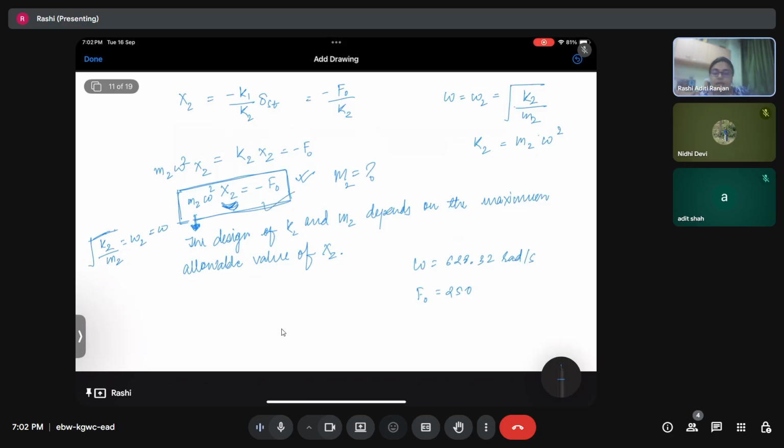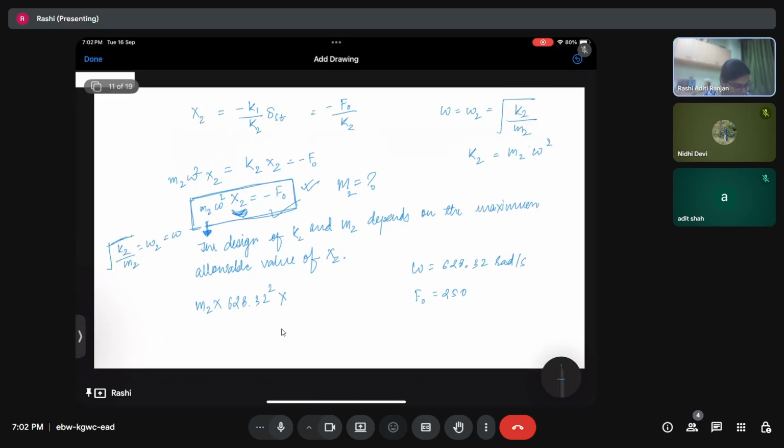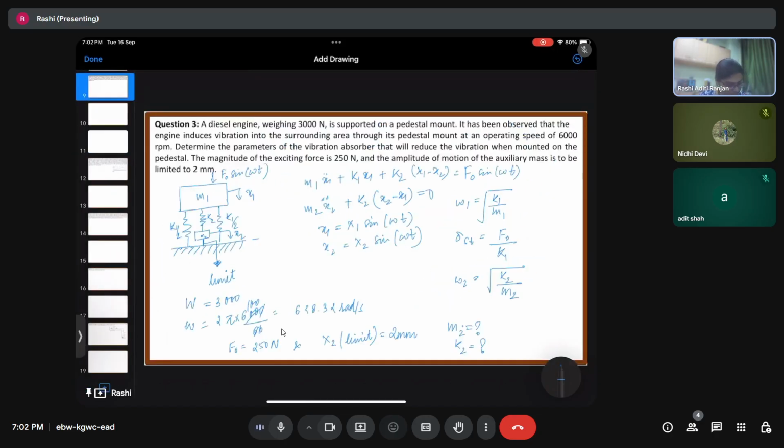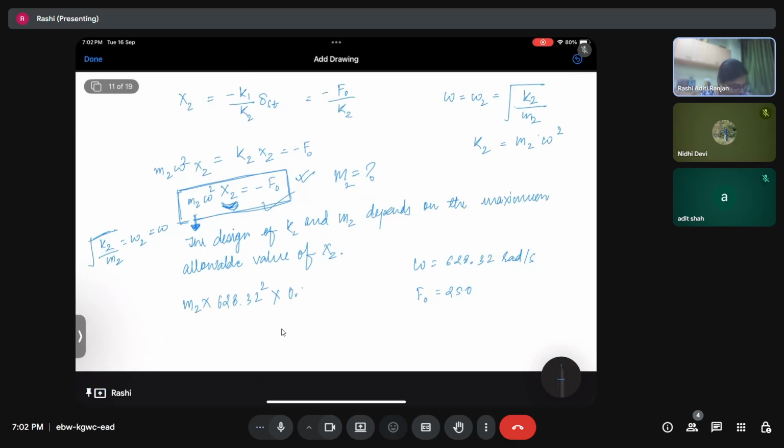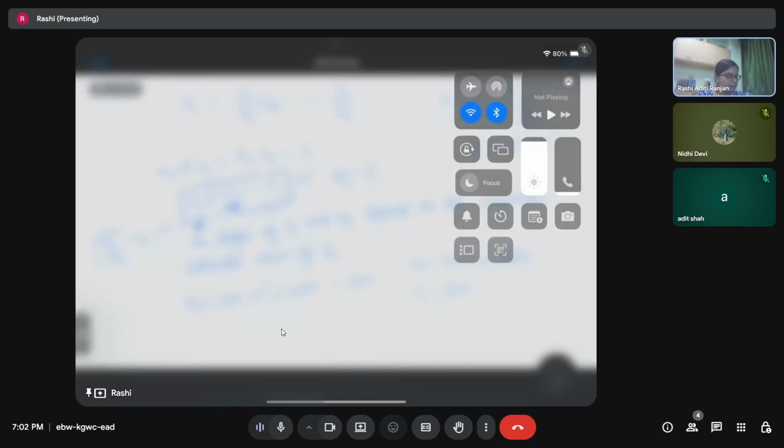So equating this. Now, x2, this minus F naught is basically used in order to relate the direction in which x2 is going to happen. But what we are concerned about is finding the value of m2 depending upon the maximum permissible value of x2. So we can take the modulus. So we can write m2 into 628.32 square into x2, which is 2 mm, is equal to 250.